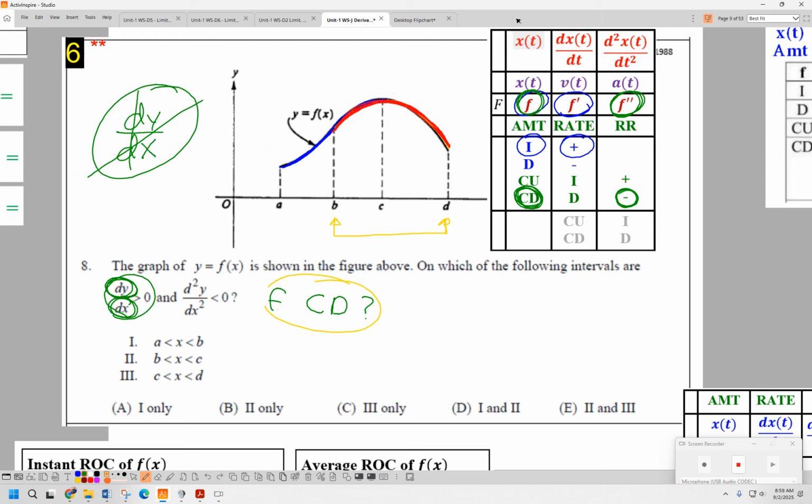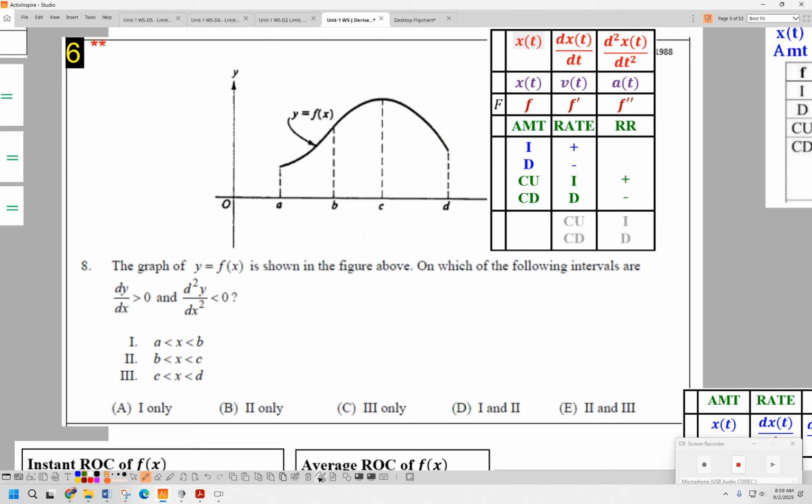So the d's never divide. Is everybody good with that? The d's never divide.